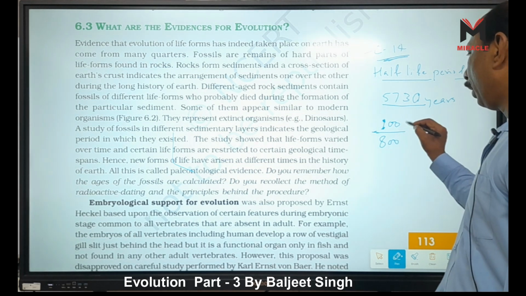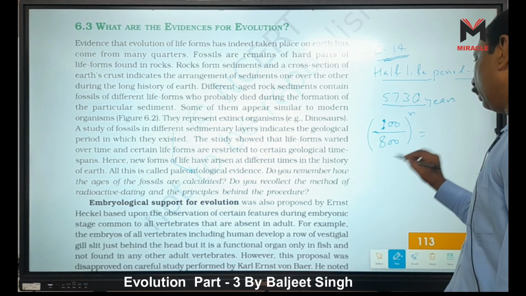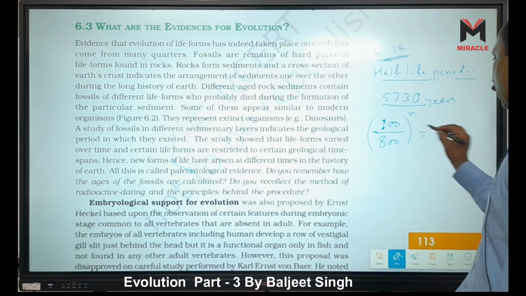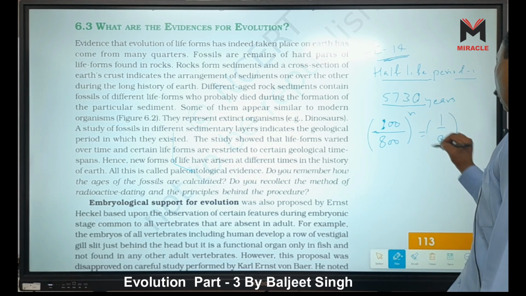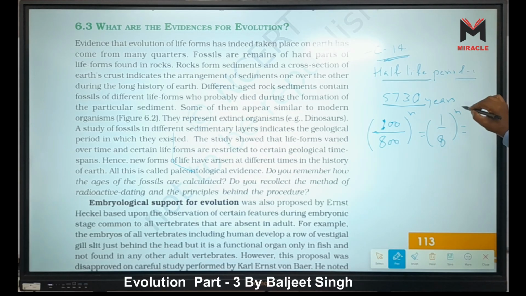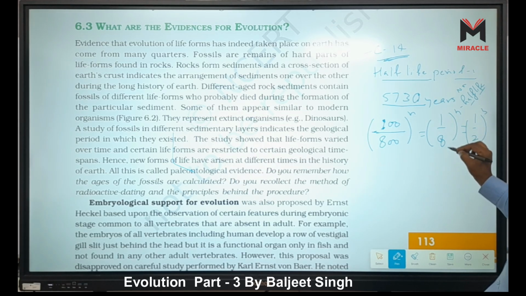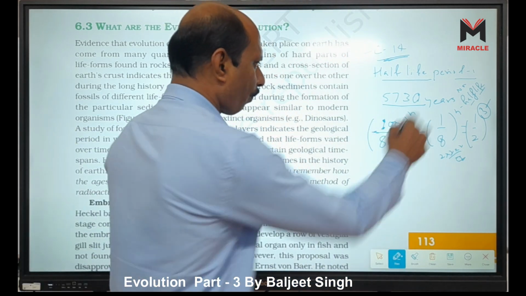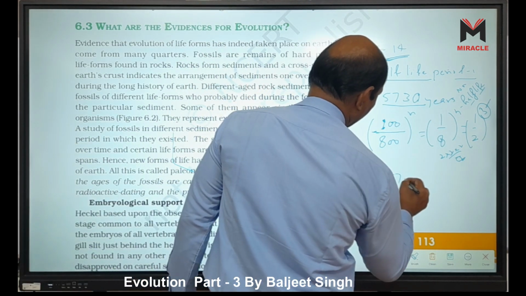Then we can understand, we can do this one, right? And this is the half-life period. How many half-life periods? Simply we understand it is 1 upon 8, that is 1 upon 2 to the power n, where n is the number of half-life periods. We can write 1 upon 2 cubed: 2 multiplied by 2 multiplied by 2 becomes 8. So n is 3. How many half-life periods have gone? 3 half-life periods. So 3 half-life periods means 3 multiplied by 5730.